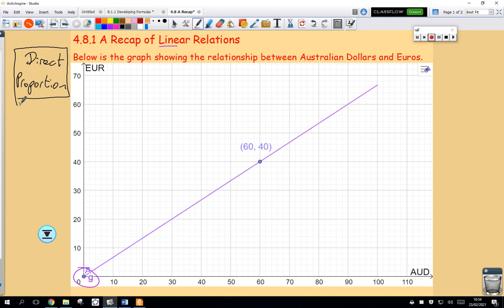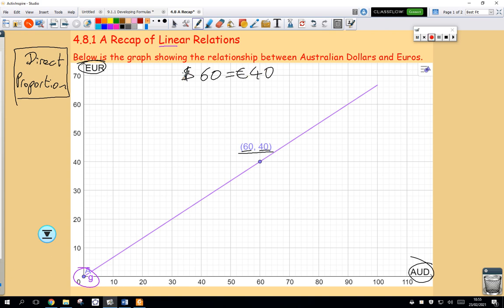So we have here 60, 40. Important to know what that means in the context of this graph. In the context of this graph, 60 is my x-coordinate, and my x-coordinates are Australian dollars. 40 is my y-coordinate. My y-coordinates are euros. So what this graph is saying is that 60 Australian dollars is equal to 40 euros.